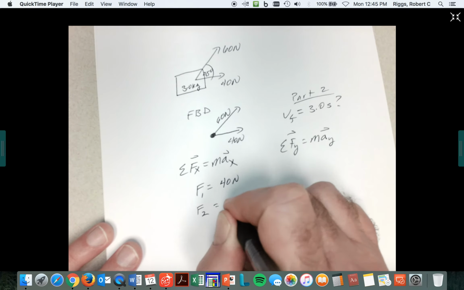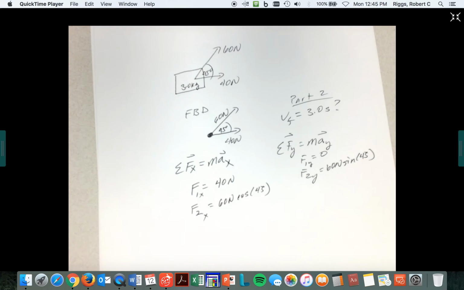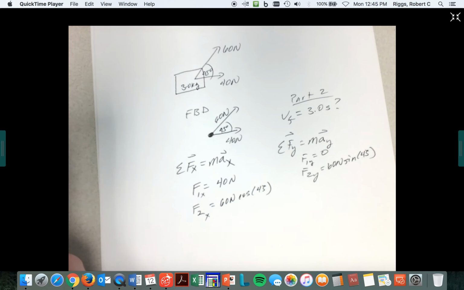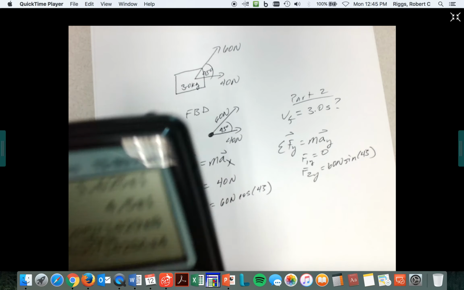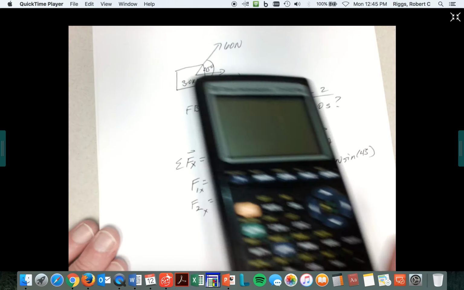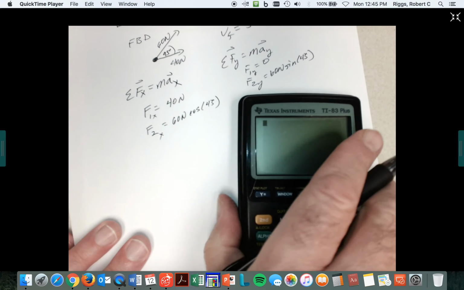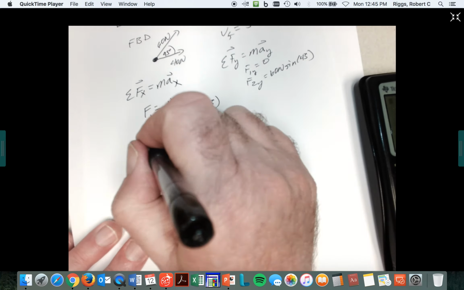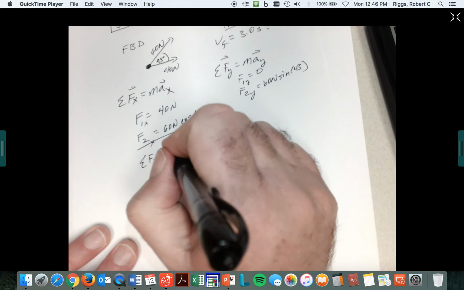Those of you that are used to trig go, oh, well, they're going to be the same number. Yes, they are. And so that's how we'll solve this. First of all, I want to get out of this scientific notation mode. So the sum of the forces in the x direction is equal to 40 plus 60 times the cosine of 45. These are all positive. So that's 82.4 newtons.